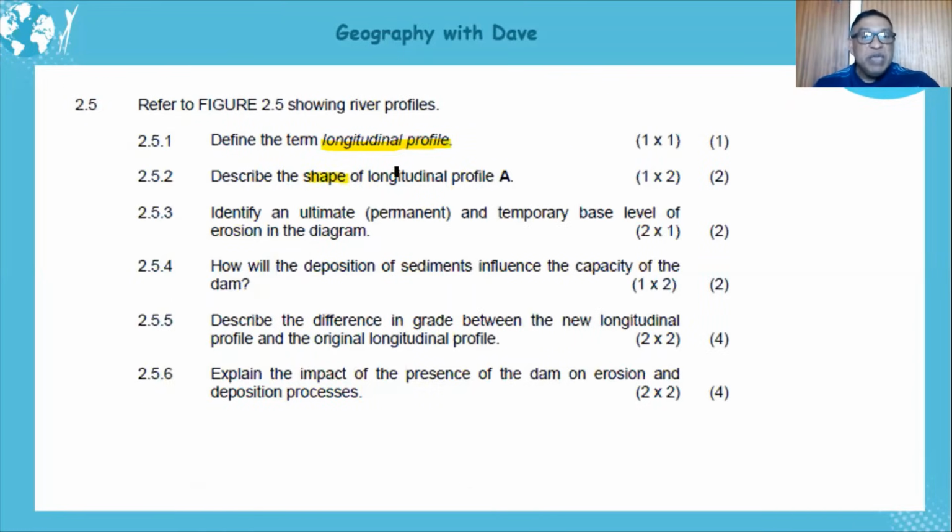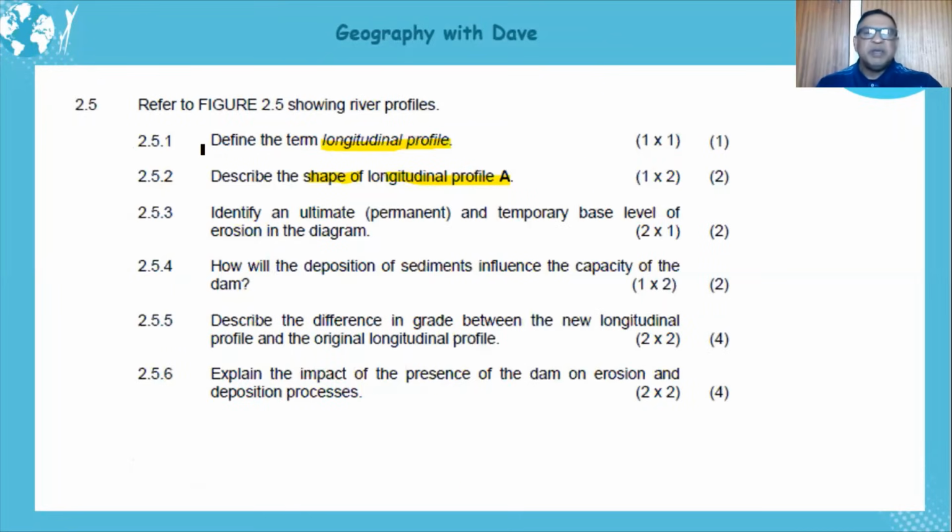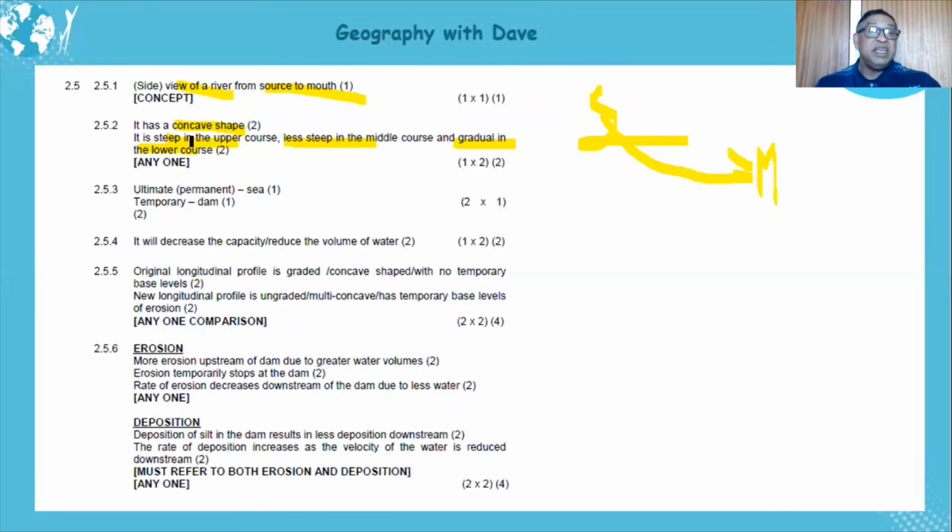The shape of the longitudinal profile. It is concave in shape. Accepted here was steep in the upper course, less steep in the middle course, gradual in the lower course. Why did the examiner also accept this? Because it says describe the shape. So you gave a full description like that. If I said steep in the upper course, less steep there, gradual, it would give me a general concave shape. But basically you described it here in that concave shape.